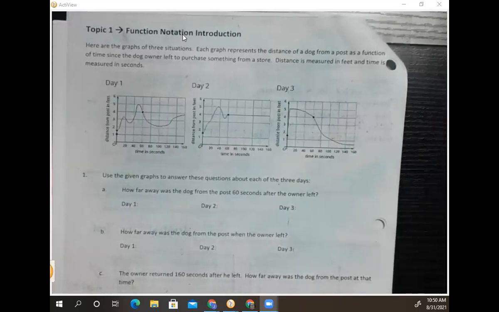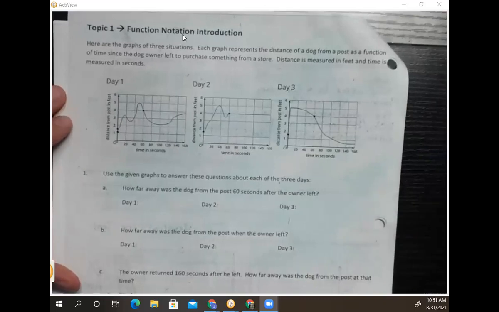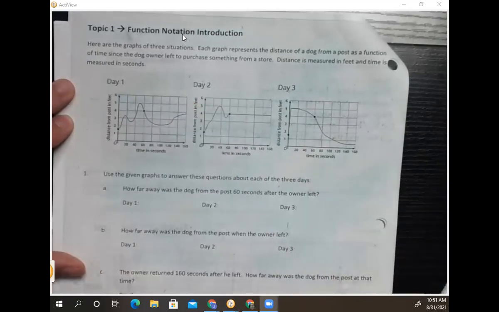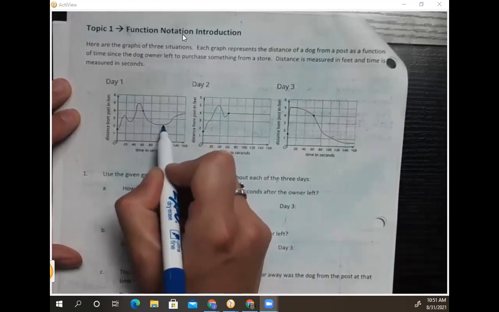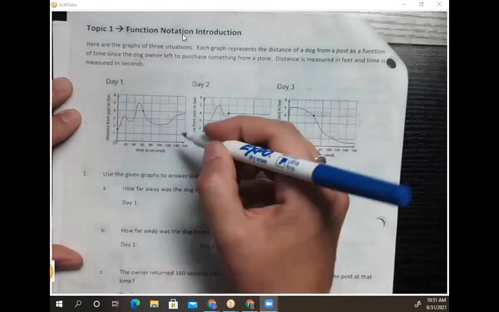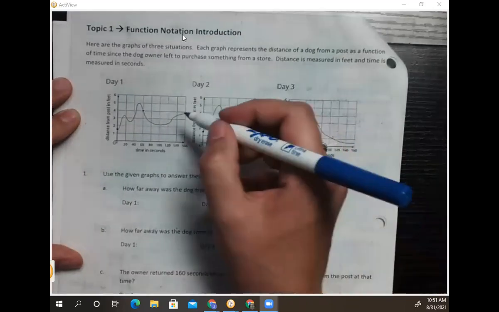So that's the situation that we're seeing here. Our dog waits for us to leave, watches us, waits for us to come back, and then goes to greet us at the door. We've got a description of this dog's behavior on 3 different days. On day 1, he starts some distance from the post. He meanders around, then comes back towards where he was originally. That distance is decreasing. And the 160-second mark, as we'll see in just a minute, is when our owner comes back.